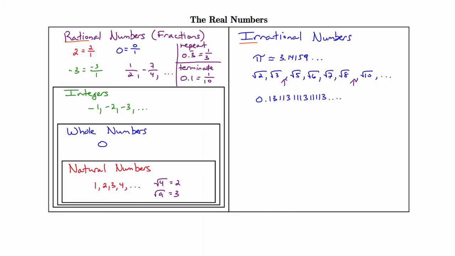Now this example of 0.13113, 1113, 11113 has a pattern to it, but not every irrational number has a pattern in its decimal. The key when looking at a decimal and deciding is it irrational or rational, if it repeats or terminates, it is rational. If it doesn't repeat and it doesn't terminate, then it is irrational.